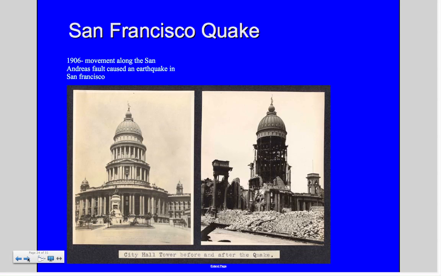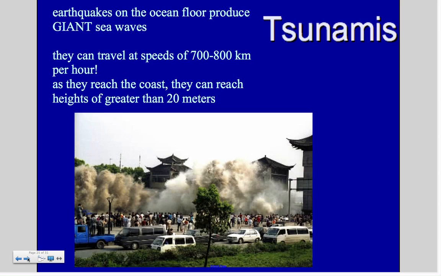So the San Francisco quake, this is one of the big quakes that we study. If you look at the building, the one on the left is before the earthquake, and the one on the right is after the earthquake. There are multiple earthquakes that happened in San Francisco. There's the 1906 and then the 1956. You will be asked to look at one of those and do some research.